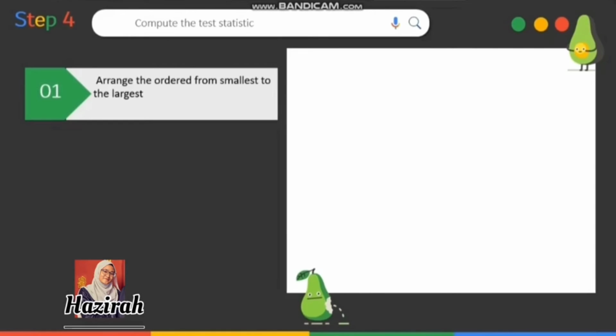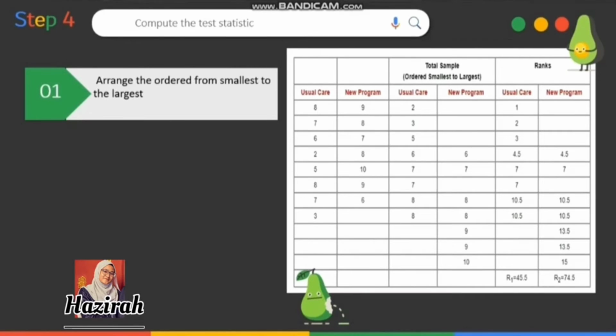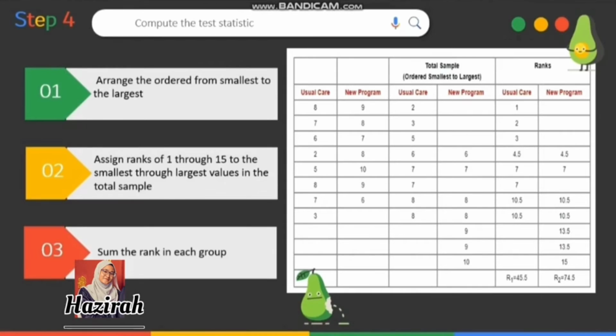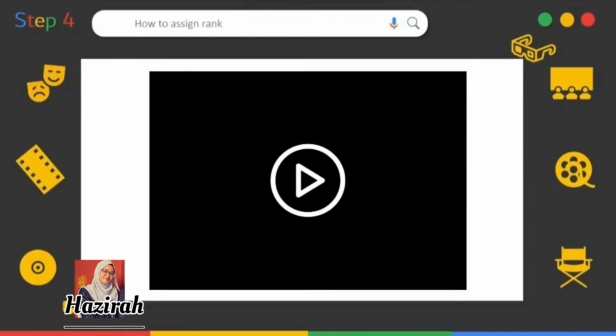Arrange the order from the smallest to the largest. Next, assign ranks of 1 through 15 to the smallest through largest values in the total sample. There would be 15 ranks because there are 15 samples. Next, sum the ranks in each group. This is how to assign rank.